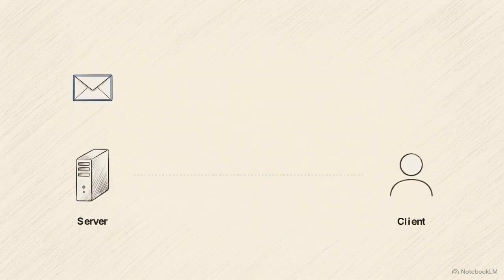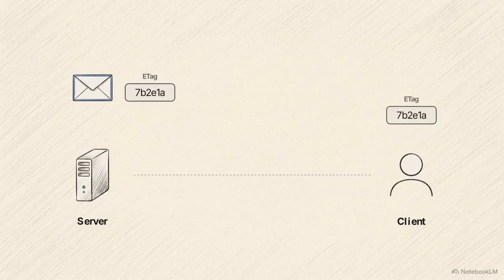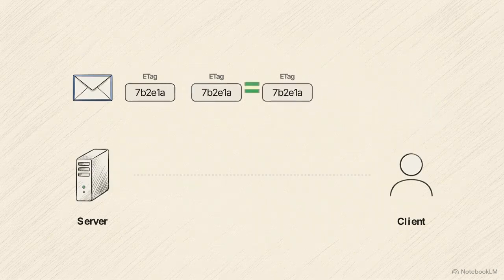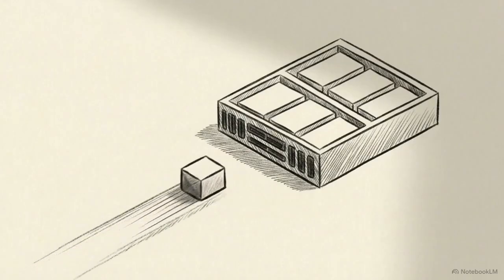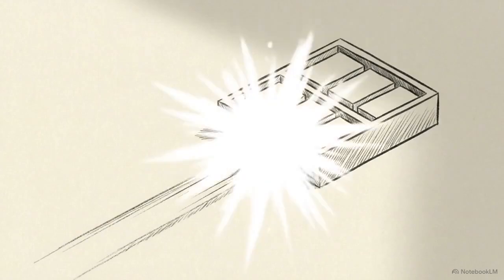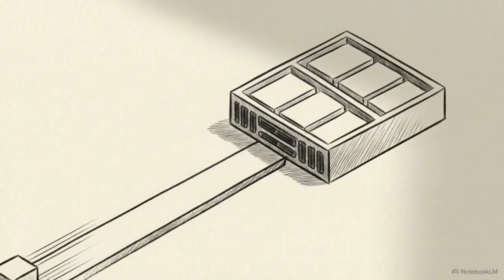An eTag is an identifier assigned by a web server to a specific version of a resource, allowing the client to check if the content has changed since it was last downloaded. When a client requests data it already has, the server checks the eTag and returns a 304 not modified header, skipping the disk query entirely.